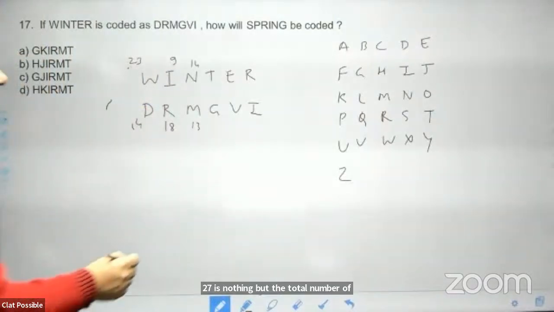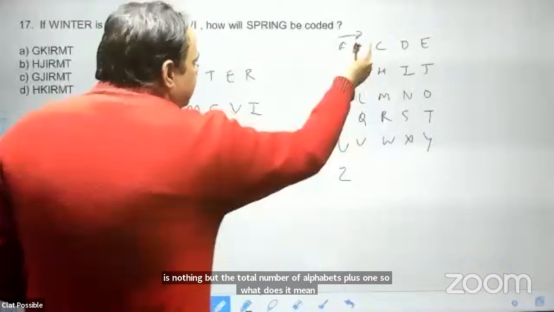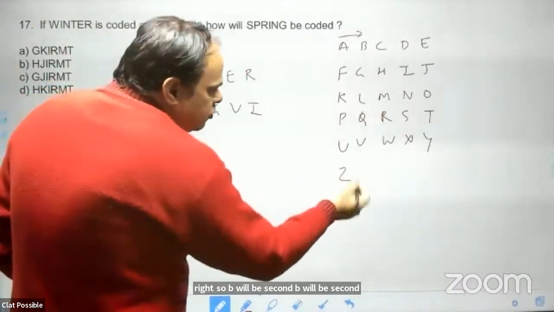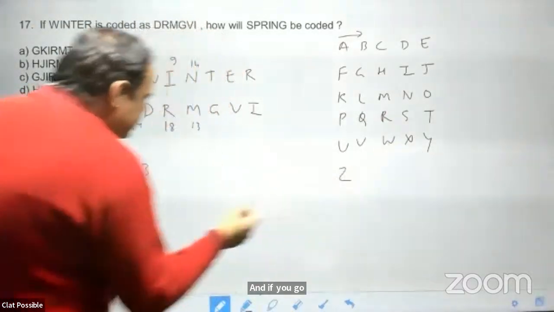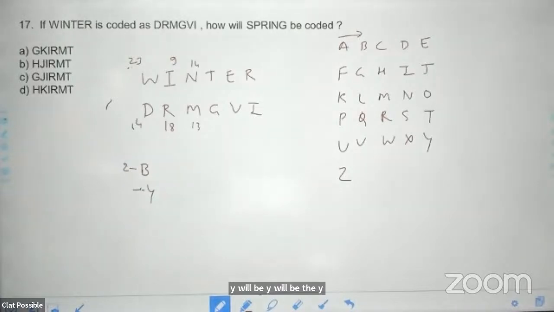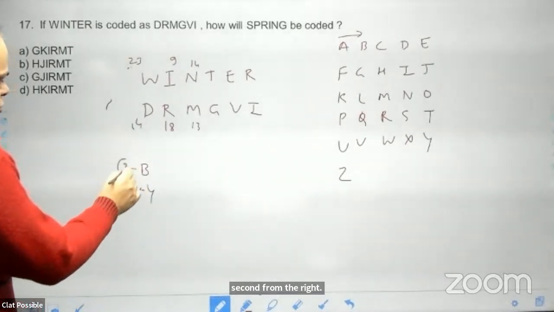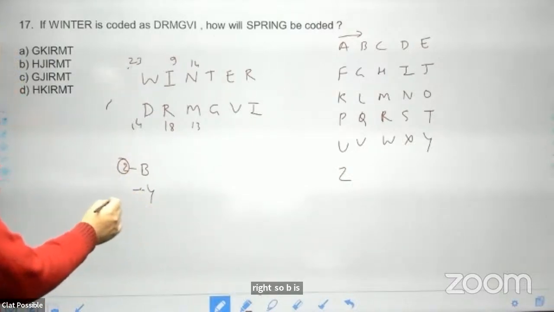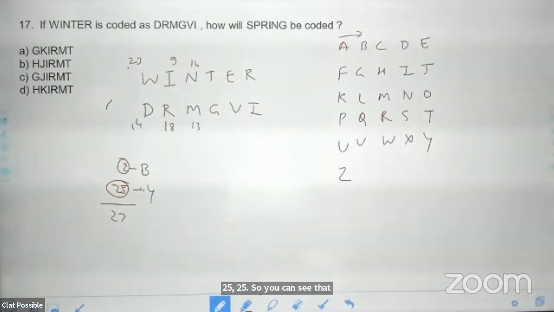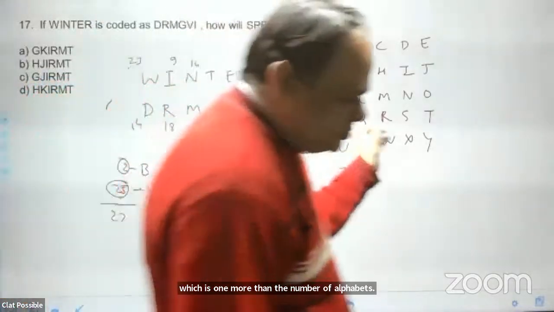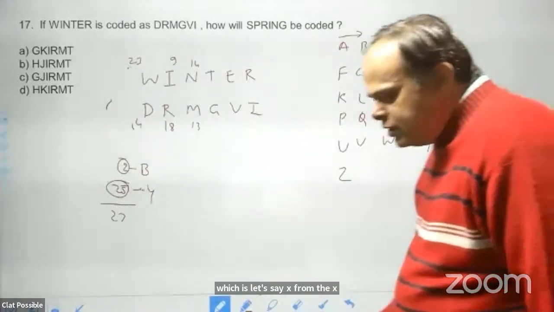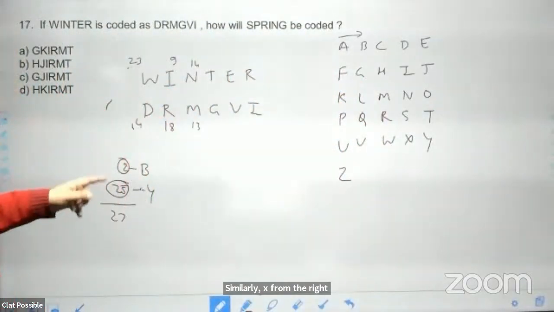So what does it mean? Suppose you are going from left to right, B will be second, and if you go from right to left, Y will be the alphabet second from the right. So B is 2, whereas Y will be 25. You can see that the sum will be 27, which is one more than the number of alphabets. That means any alphabet which is, let's say, X from the left and similarly X from the right, both are in equal position, the sum will be 27.